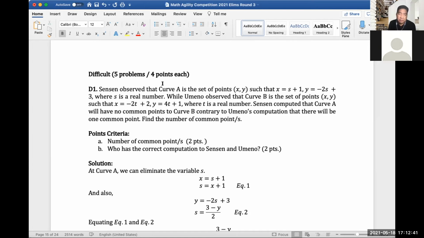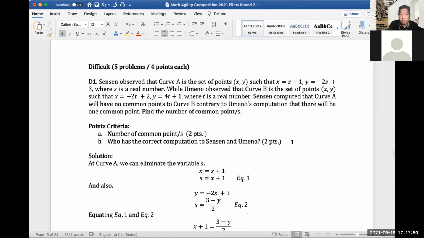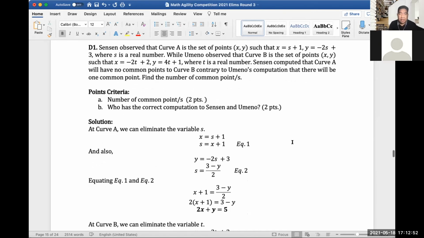So the first requirement is to compute the number of common point or points, or probably no common points. And then the second requirement is who has the correct computation? Is it Sensen or Omena?